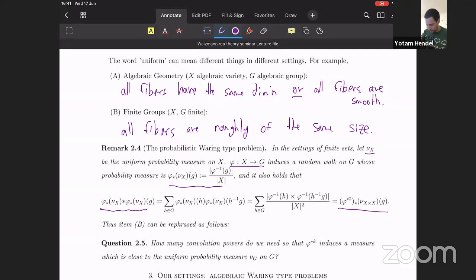So just to recap this entire remark, I can rephrase the question of when do I have uniform fibers in this setting of finite groups, and I call it the probabilistic Waring type problem, as: how many convolution powers do I need to take so that the kth convolution power of phi induces a measure which is very close to the uniform probability measure on G. And when I say very close, for example, we usually consider it in the L infinity sense.